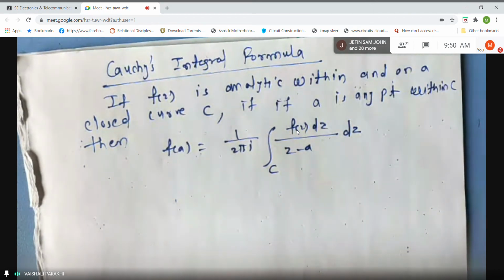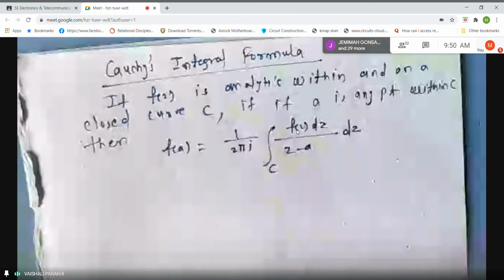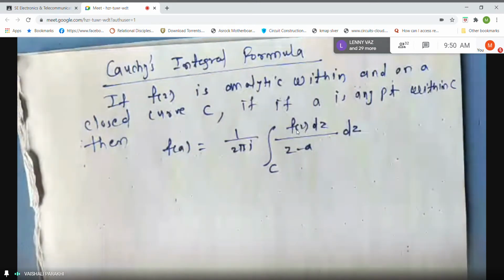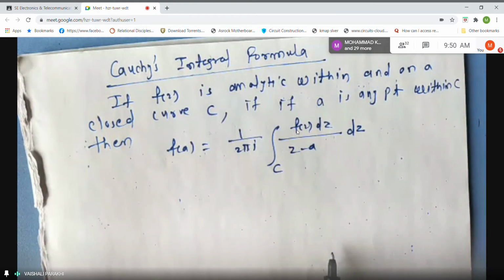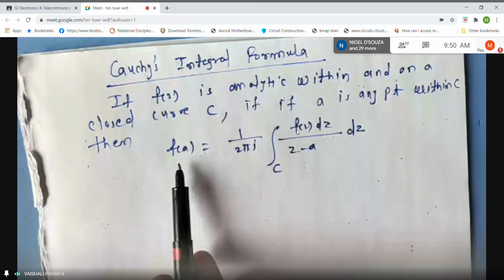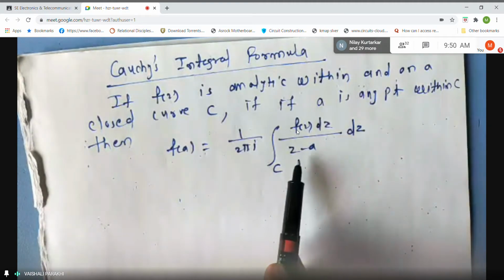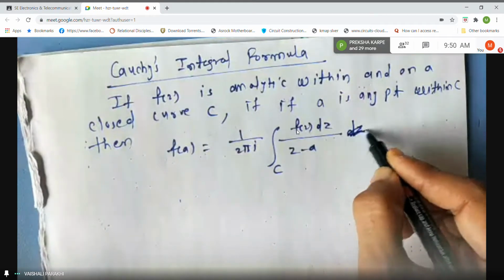Now see what the difference is between Cauchy's integral theorem and Cauchy's integral formula. In Cauchy's integral formula also, there is a function which is analytic within and on the closed curve C. But there is a point a which is within the curve C, whereas this condition is not involved in the previous Cauchy's integral theorem, right? So if you know that some point is within the curve C, then the value of the function is given by 1 upon 2 pi i integral f of z dz upon z minus a. Okay, dz you can write either here or here, no problem.